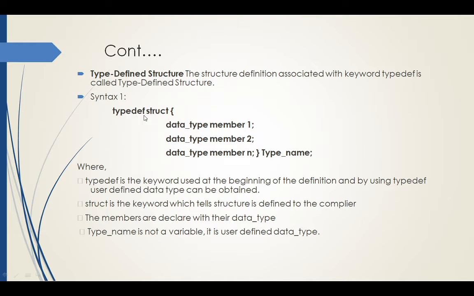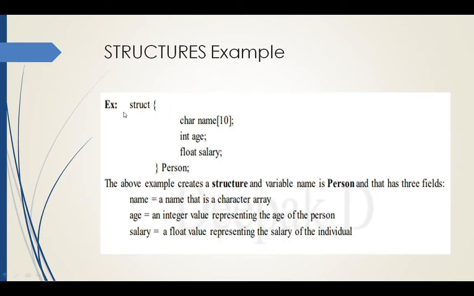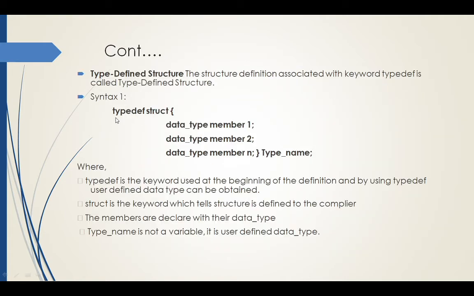So typedef is followed by a struct. Struct is a keyword here. Just see the previous slide. There you directly took struct followed by an open brace, then the members of the structure, then the variable of the structure. But in this case you are going to use the keyword typedef to define the structure. So typedef is followed by a struct, then the members you are going to declare, and at the end you are going to declare the structure variable, that is the type name.